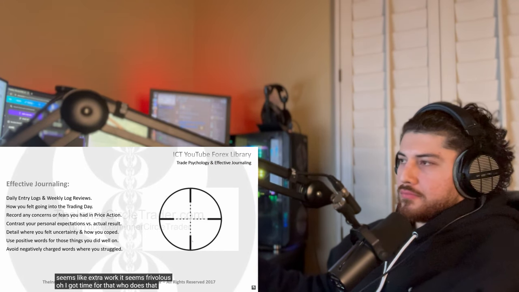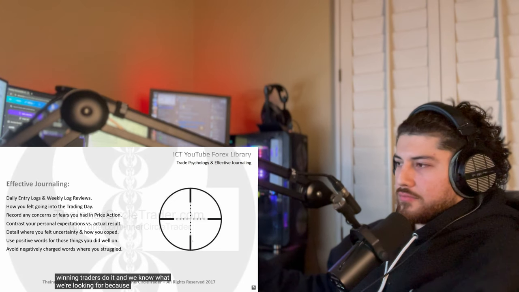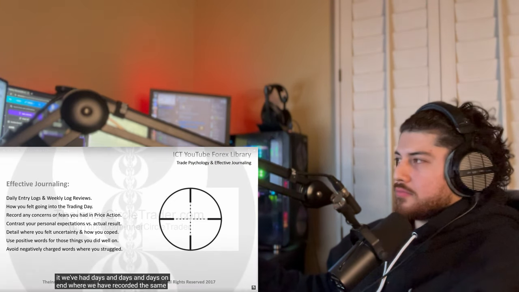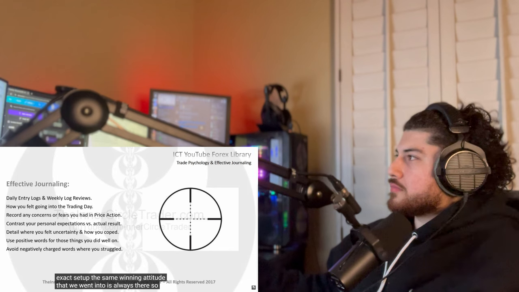It seems like extra work, but many traders do it. And we know what we're looking for because we studied it. We've had days and days on end where we have recorded the same exact setup. The same winning attitude that we went into is always there. So these are all signatures, your hallmarks of classic setups.